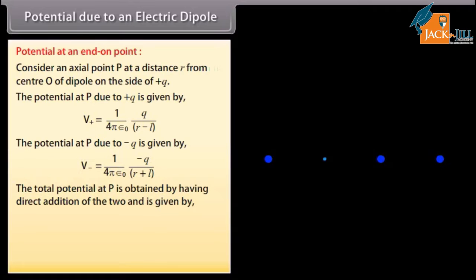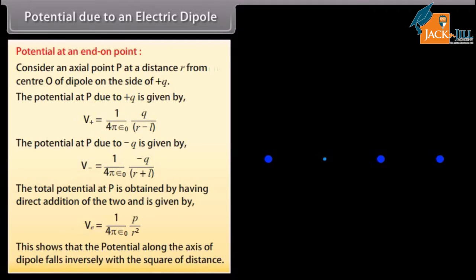The total potential at P is obtained by direct addition of the two and is given by V_E equals 1 upon 4 pi epsilon naught multiplied by p upon r square. This shows that the potential along the axis of the dipole falls inversely with the square of the distance.